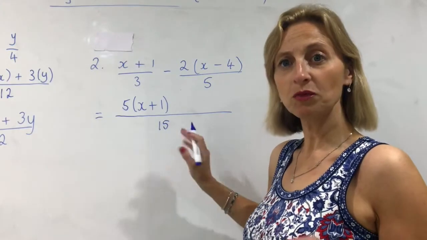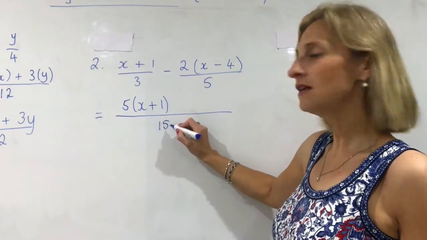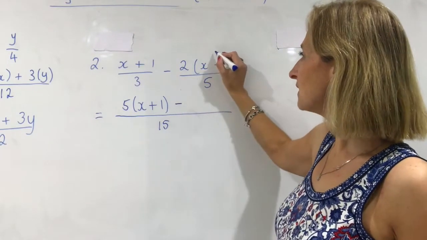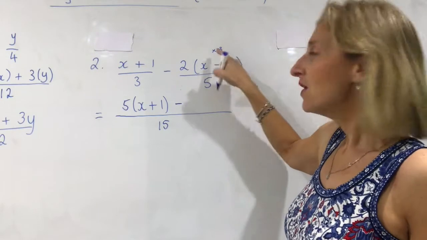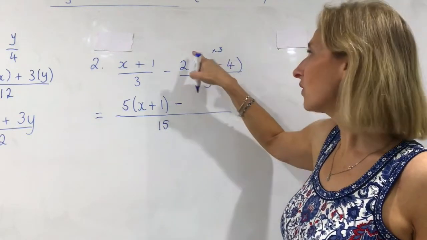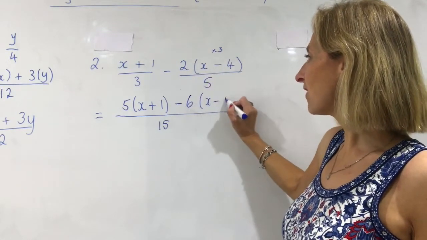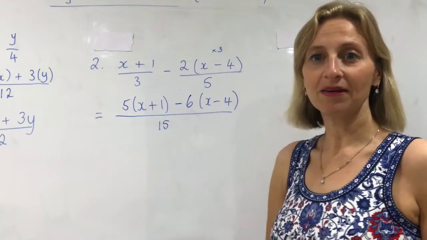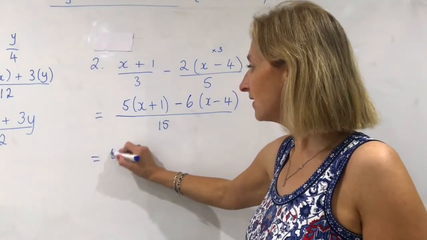Don't multiply it, just put the brackets. 5 times 3 is 15. So I need to multiply this one by 3. But remember from our equations that I'm not going to multiply this whole thing out just yet. I'm just going to multiply the 3 and the 2, and then I'll worry about the brackets later. Of course, my next line will be to expand the brackets.